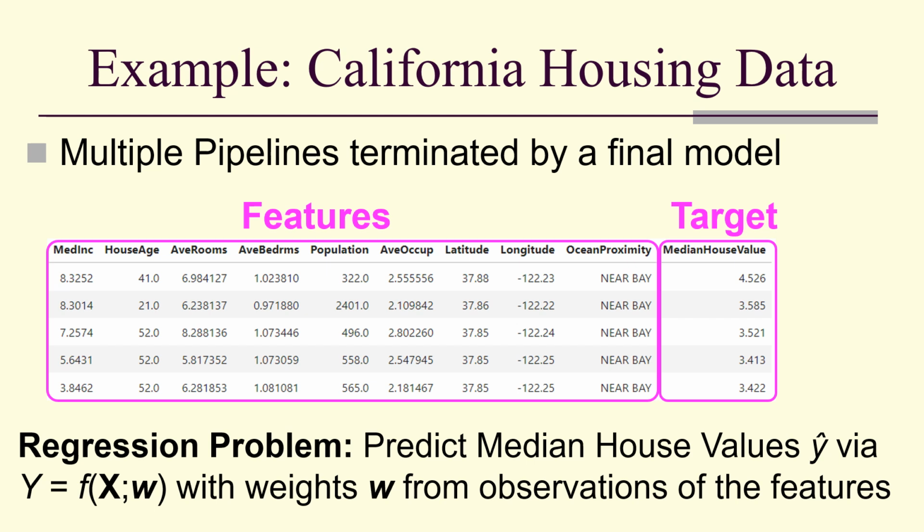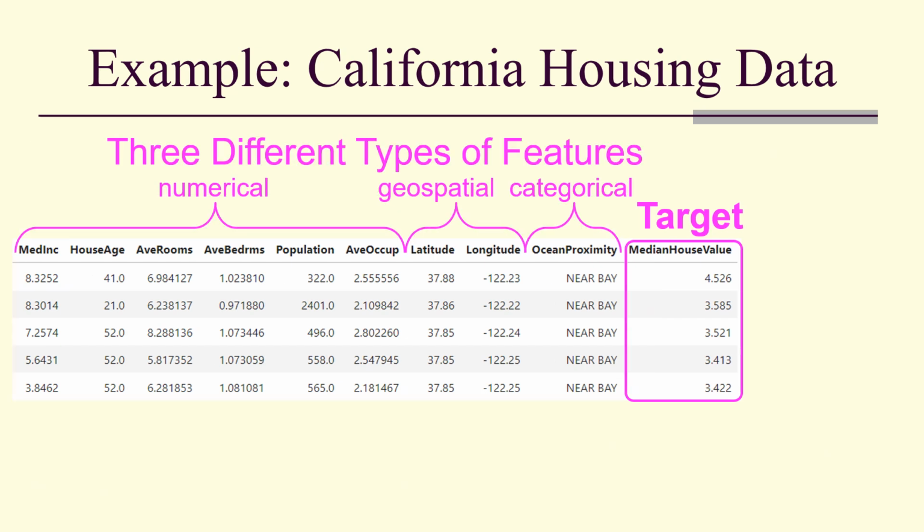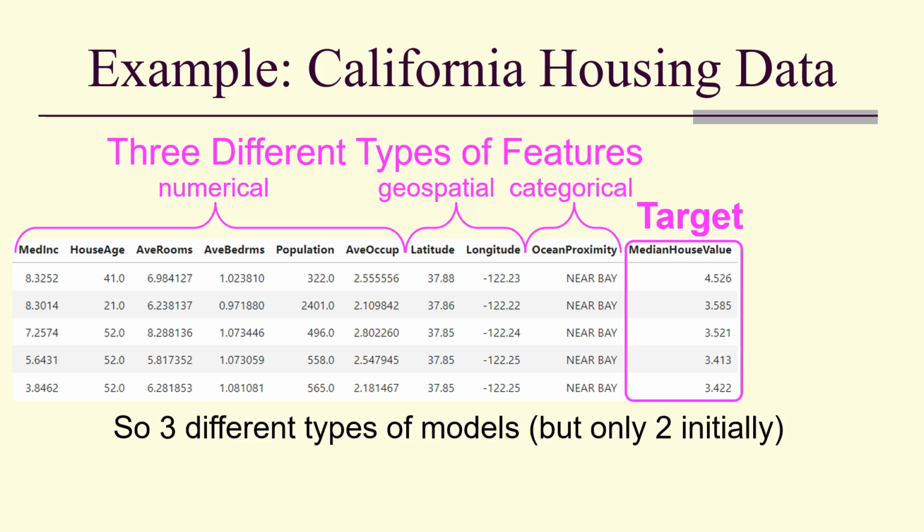We want to predict median house values, y hat, via a model, a function, with weights w from observations of the features. But there are three different types of features. There are numerical features: median income, house age, average rooms, average bedrooms, population, average occupancy. And then there are geospatial features, latitude and longitude, and there's the categorical feature. So there are three different types of models we should look at, but we're only going to look at two initially.